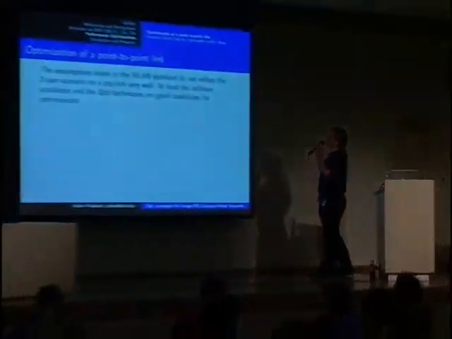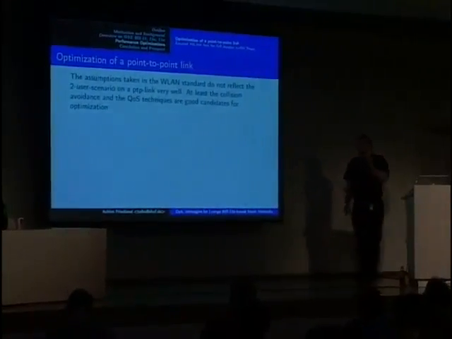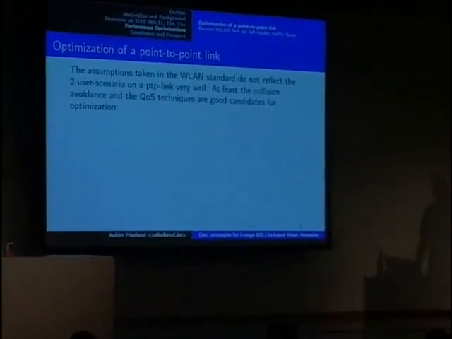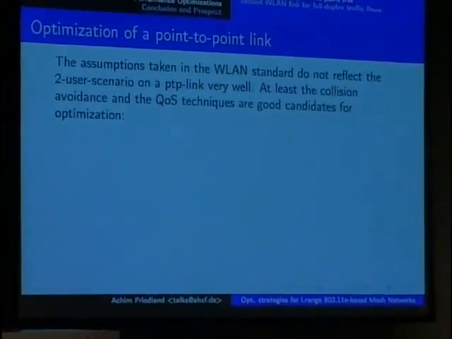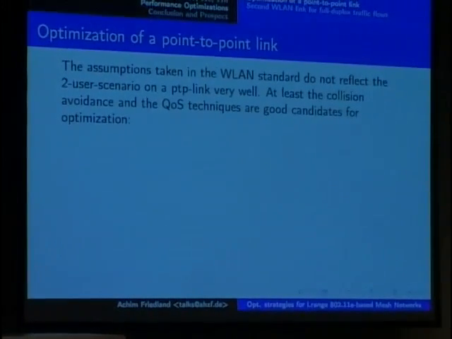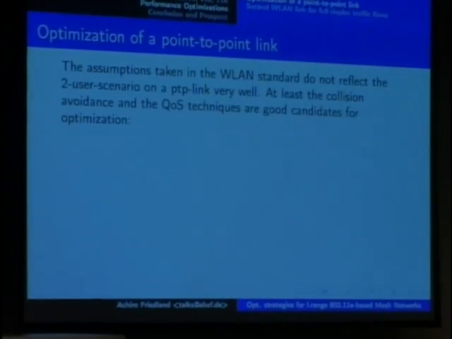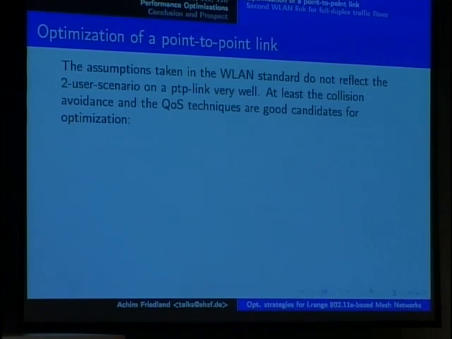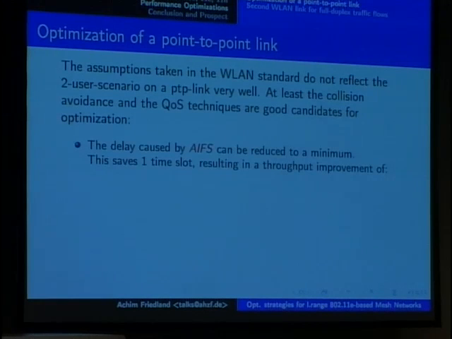Okay, as I told you, the assumptions taken in the Wi-Fi standard do not really reflect the two-user scenario on a point-to-point link, and also not really the situation on a mesh network when you use a shared channel. So at least the collision avoidance and the quality of service techniques look as if we could get some performance out of these by optimizing the values.